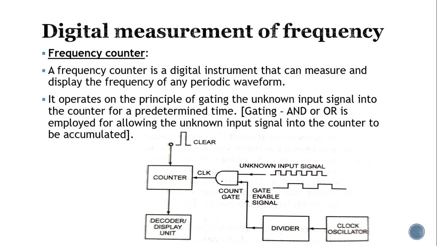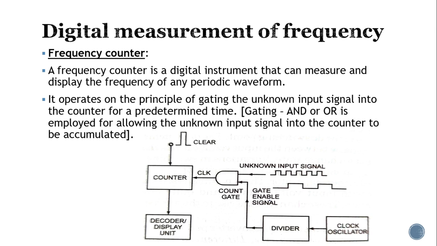You have an unknown input signal, which is compared with a gate enabled signal, and you count the number of pulses during the high time of the gate enabled signal. This gives you the frequency. You count the number of pulses during the high time, and you get the corresponding frequency.